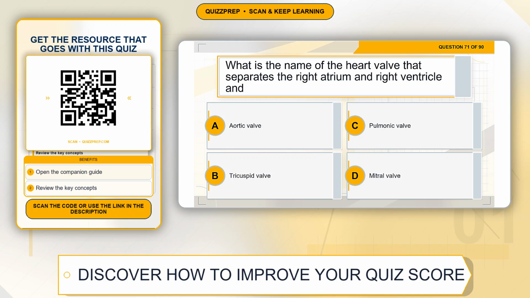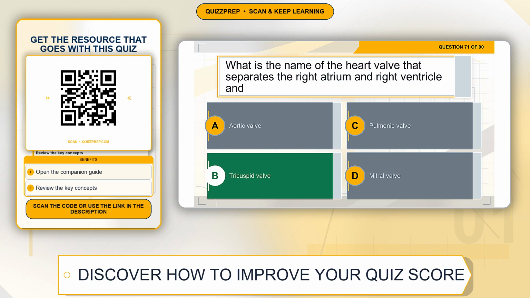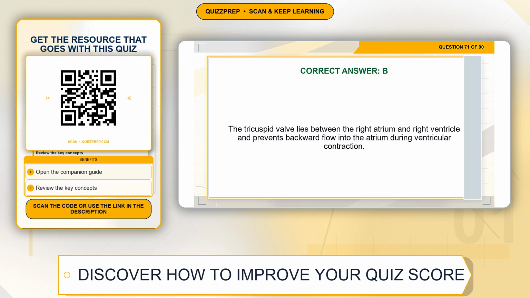Question 71. What is the name of the heart valve that separates the right atrium and right ventricle? Option A, aortic valve. Option B, tricuspid valve. Option C, pulmonic valve. Option D, mitral valve. The correct answer is option B, tricuspid valve. Explanation. The tricuspid valve lies between the right atrium and right ventricle and prevents backward flow into the atrium during ventricular contraction.